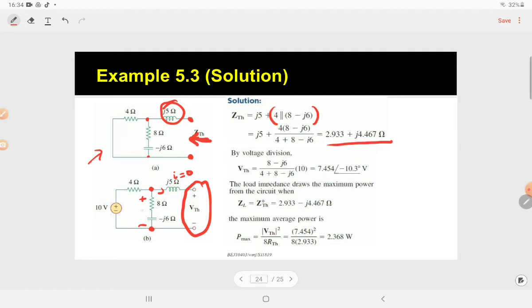The impedance over here, 8 minus J6, divided by the total impedance, 4 plus 8 minus J6, times your voltage source, which is 10. By using your calculator, you get VTH equal to 7.45 at an angle of negative 10.3 degrees volt. Okay, so now we have found the value of ZTH and then VTH.